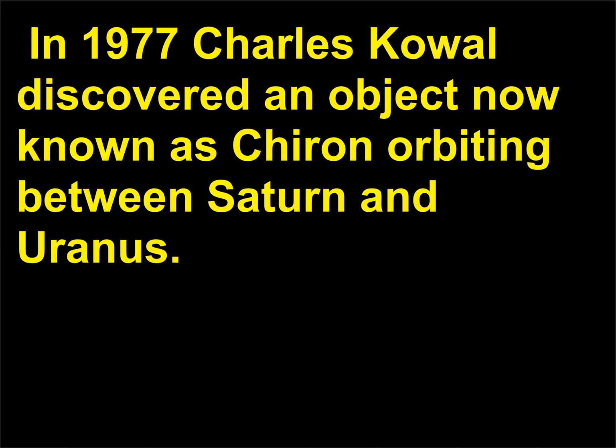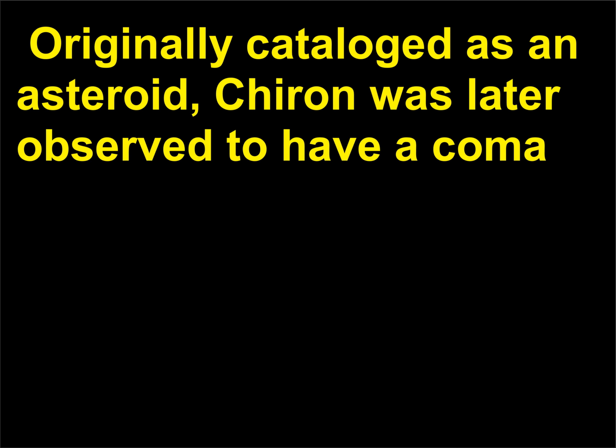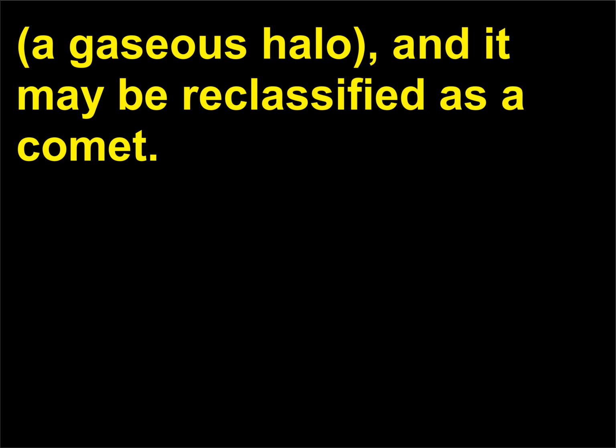In 1977 Charles Cowell discovered an object now known as Chiron orbiting between Saturn and Uranus. Originally catalogued as an asteroid, Chiron was later observed to have a coma, a gaseous halo, and it may be reclassified as a comet.